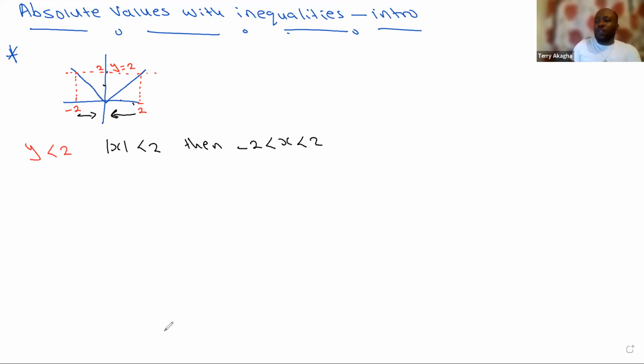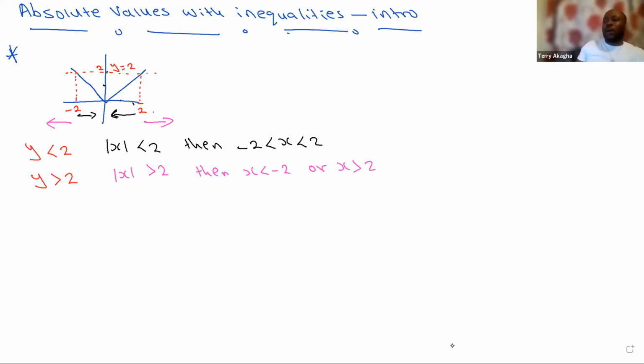Now, if y is greater than 2, it's going to be a little bit different. You will notice that answers greater than 2 means the answers are going to be outside this region here. So if the modulus of x is greater than 2, then x is either less than -2 or greater than 2. You will notice with this example that there are usually two possible regions for the solutions.